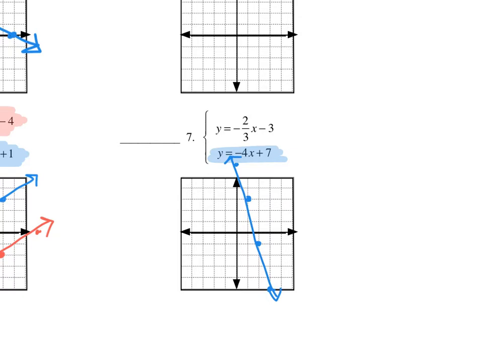Alright, so now that we have our first line, you're going to go ahead and graph your second line and give the point of intersection. Remember, your slope here is negative, so your graph should be going down.